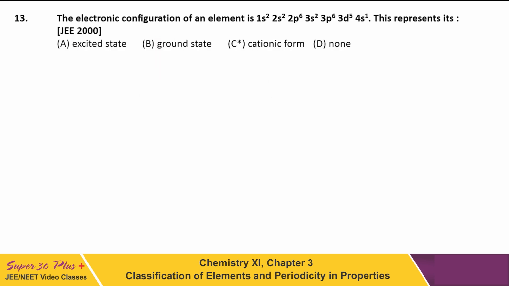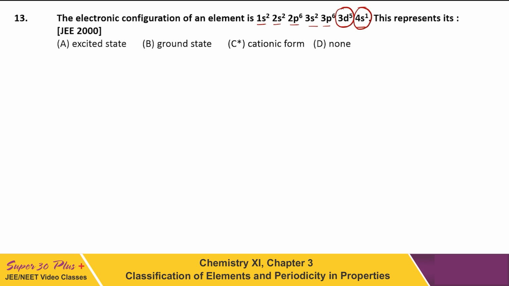Another question, it was there in JEE 2000. Electronic configuration of element: 1s2, 2s2, 2p6, 3s2, 3p6, 3d5, 4s1. Does it represent the ground state, or the excited state, or what? See, the configuration is d5 4s1. It is not possible, because if d5 is there, then there must be at least 2 electrons in the 4s subshell. So this should not be done.